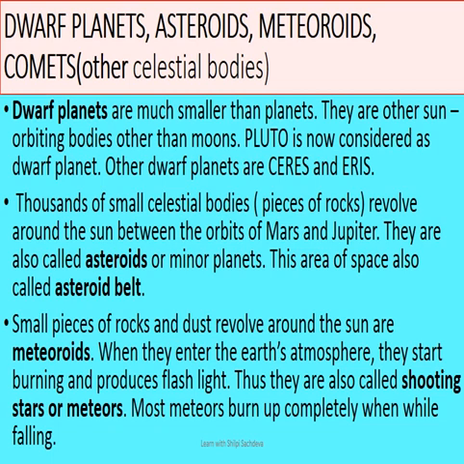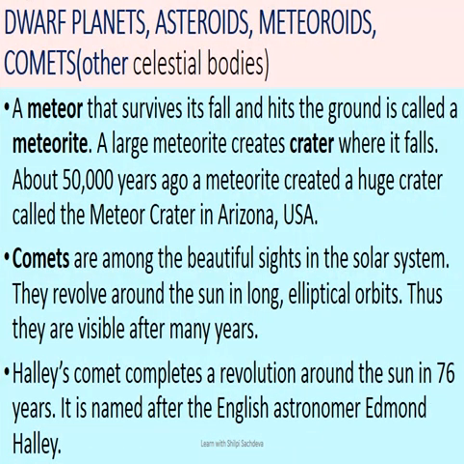Some pieces of rocks and dust that revolve around the sun are meteoroids. When they enter the Earth's atmosphere, they start burning and produce a flash of light. Thus they are also called shooting stars or meteors. Most meteors burn up completely while falling. A meteor that survives its fall and hits the ground is called a meteorite. A large meteorite creates a crater where it falls. About 50,000 years ago, a meteorite created a huge crater called the Meteor Crater in Arizona, USA.